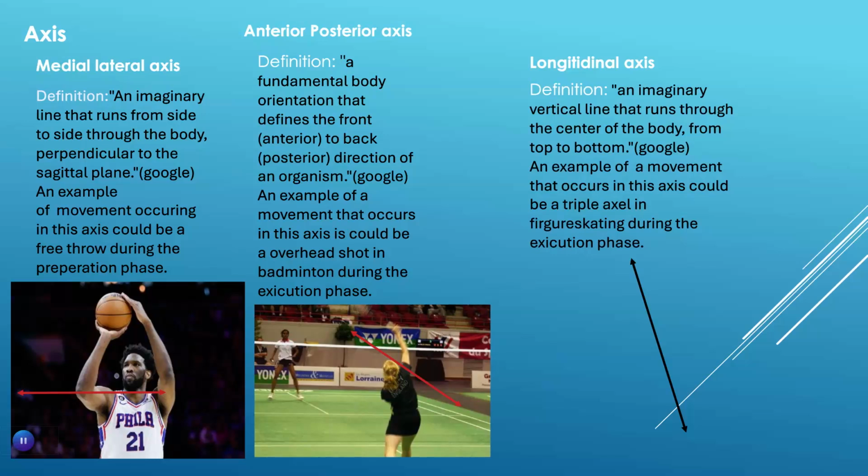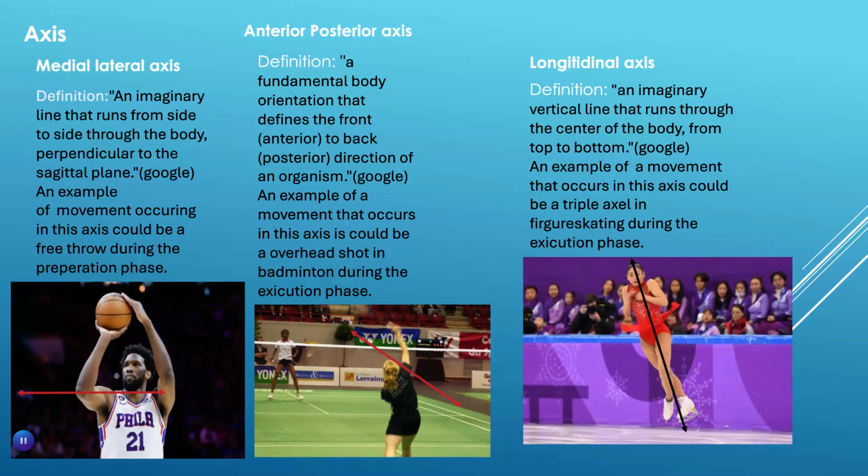Longitudinal axis, an imaginary vertical line that runs through the center of the body from top to bottom. An example of a movement that occurs in this axis could be a triple axel in figure skating during the execution phase.